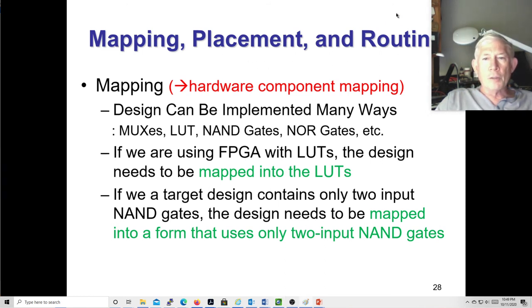All right, so we talked a little bit about mapping. Mapping, placement, and routing. You can implement your design, especially for an FPGA, but this is true for an application-specific integrated circuit too, in usually a million different ways. In our case, since we have lookup tables and muxes, that's generally how it's going to be implemented on our FPGA. But if you're using a different one, you may have a lot of NAND gates or NOR gates or other combinations. So if we're using an FPGA with lookup tables, then we're going to have to map it to that type of hardware. If we target a design that has, say, only two-input NAND gates, then we have to map it into a form that uses only two-input NAND gates. So your target drives the mapping and placement and routing.